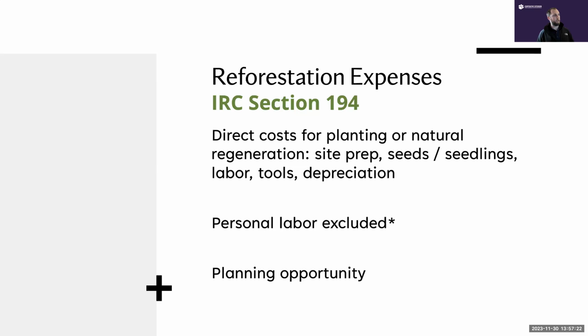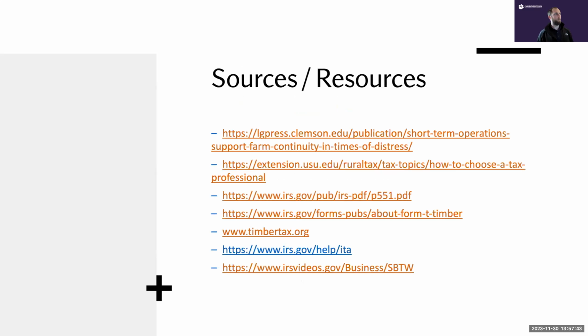But I think that you do have a planning opportunity, whether it's with the business or the investor, especially if you're working with a practitioner and you say, hey, I know I'm going to make a sale, but I'm also planning to do some reforestation. How can we structure this in a way where we can minimize it and really take advantage of some of these provisions?